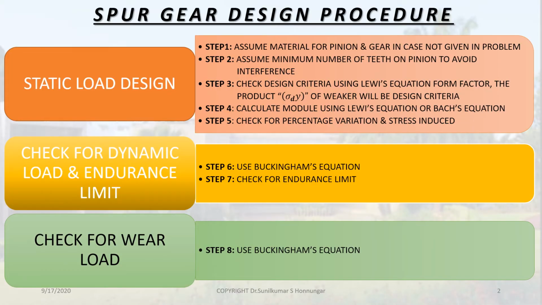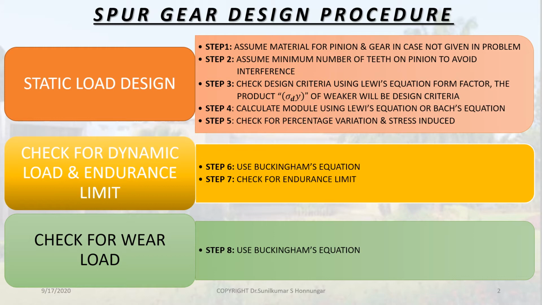There are 8 steps in spur gear design. Of course, these design steps will be almost common for helical gear, then bevel gear, and then worm gear, with some slight modification. But if you understand this spur gear design procedure, the rest is going to be very easy for you. Basically, there are 8 steps.